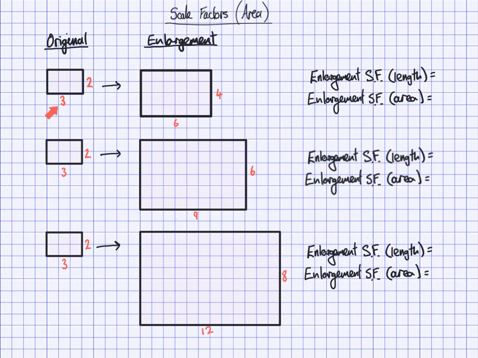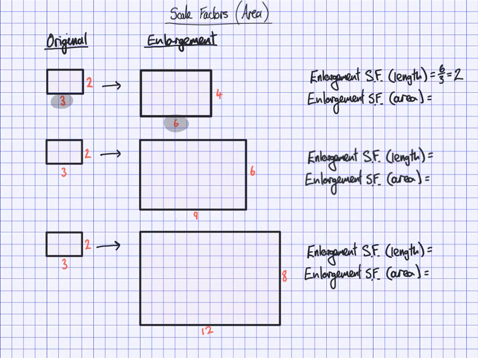So we'll start up with this one up here. And again, when we're looking for enlargement scale factors for length, we're looking to compare corresponding sides. So say for instance the 3 and the 6 that I've highlighted there. So my enlargement scale factor for length is going to be a fraction 6 over 3. Because it's enlargement, it's going to be top heavy using those two numbers, and that will simplify down to 2. So my enlargement scale factor for length there will be 2.